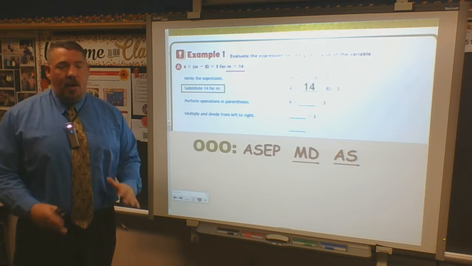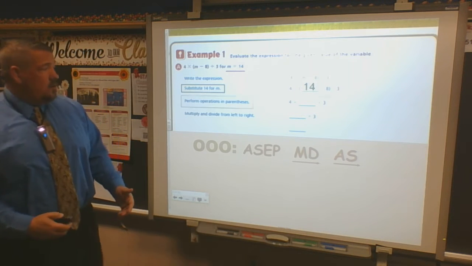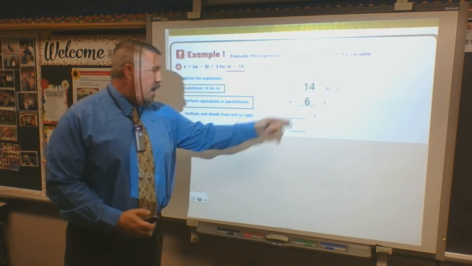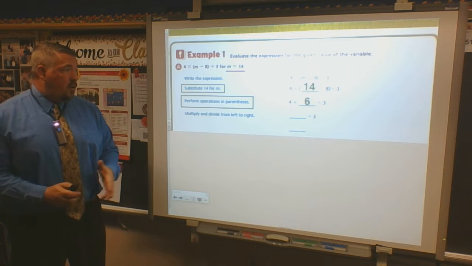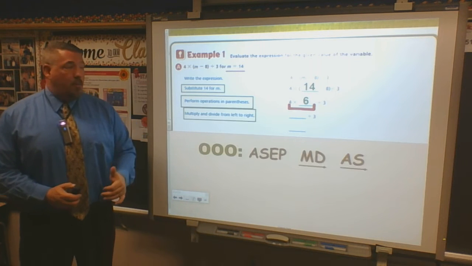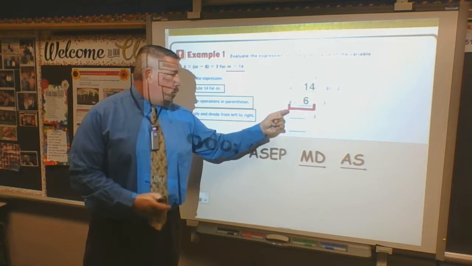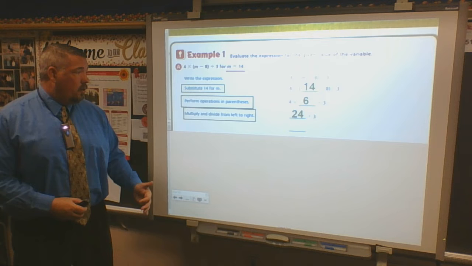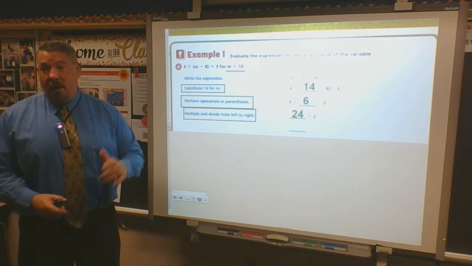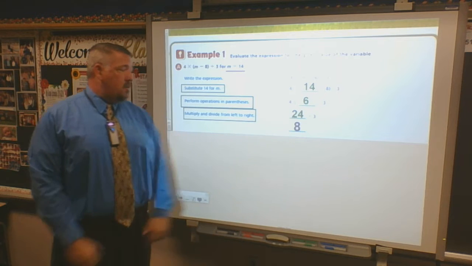If I do a different step, I'm going to end up with different answers, and it's going to completely throw me off. So I have to start with my 14 minus 8, which gives me 6. Now, order of operations tells me to go with multiplication and division from left to right. So I'm going to start at the left, 4 times 6. 4 times 6 is 24. So 24 divided by 3 is my last step, and 24 divided by 3 is going to be 8.